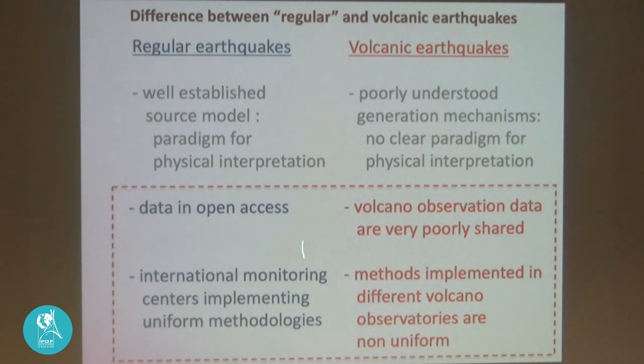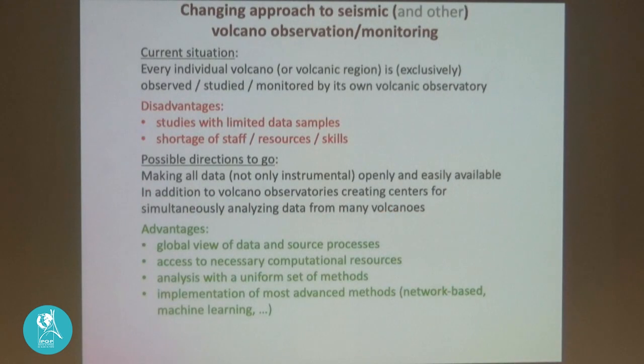Because this monitoring is isolated and fragmented, there is also no uniformity of methods, and this obviously stops advancing the science. So how should this be changed? Again, the current situation is that every individual volcano or volcanic region is nearly exclusively observed and monitored by its own observatory, and there are obvious disadvantages to this.